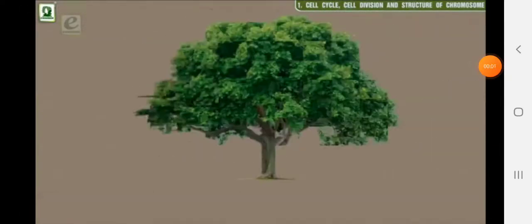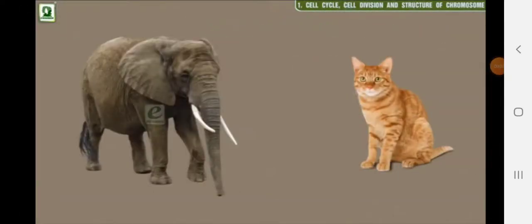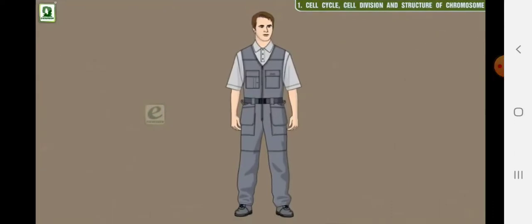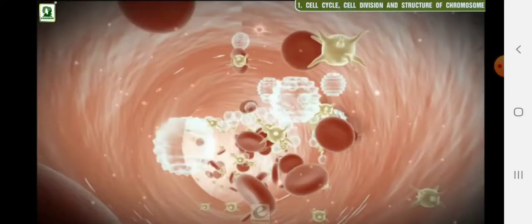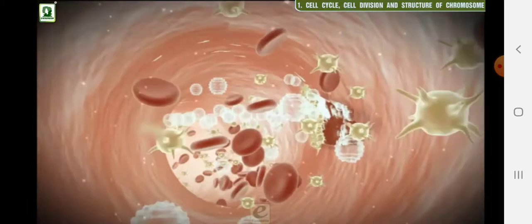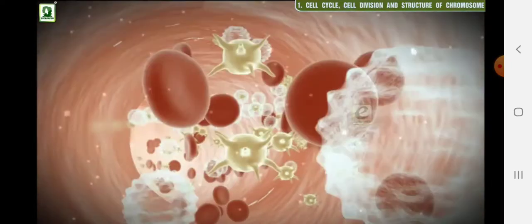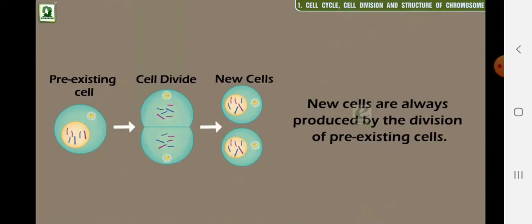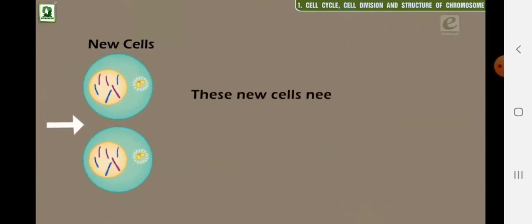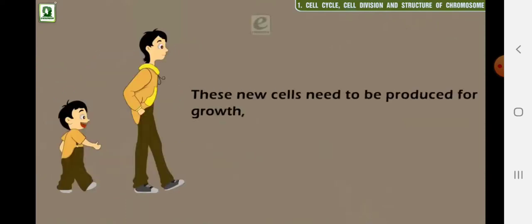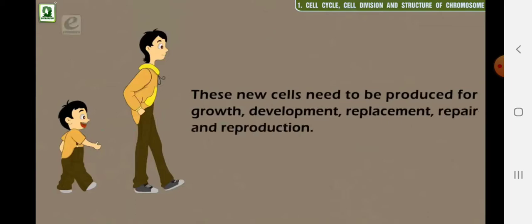All living organisms are composed of numerous coordinated small compartments called cells. A cell may be defined as the smallest unit of structure and functions of living organisms. New cells are always produced by the division of pre-existing cells. These new cells need to be produced for growth, development, replacement, repair, and reproduction.